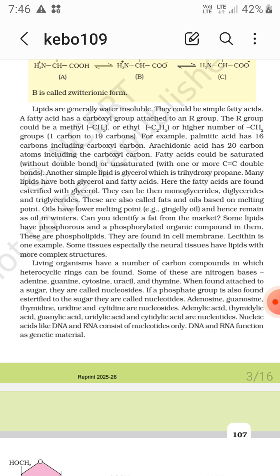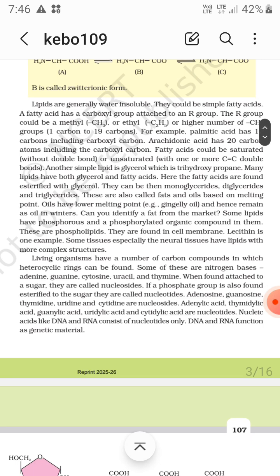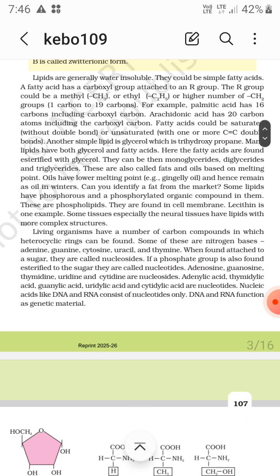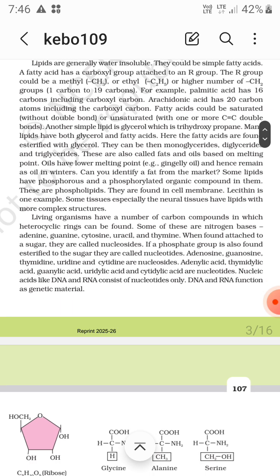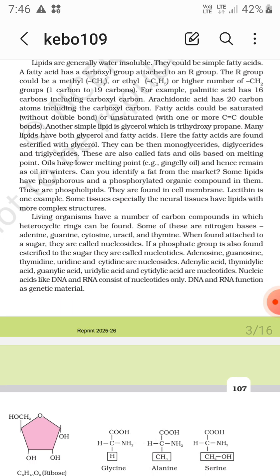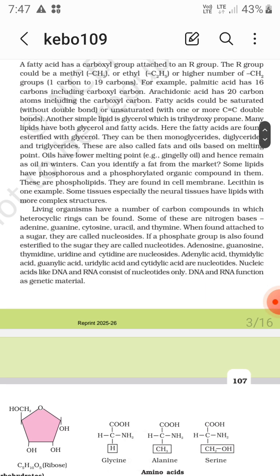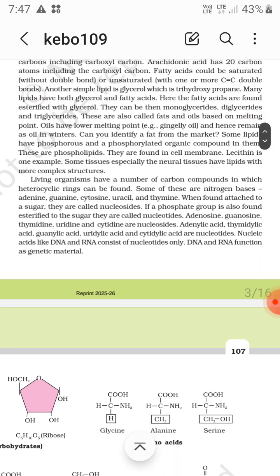Now the lipids can also be called fats and oils based on melting points. Oils have a lower melting point, and hence they remain as oils in winters. You can also identify a fat from the market with this method. Some lipids have phosphorus and a phosphorylated organic compound in them. These are phospholipids. They are found in the cell membrane. Lecithin is one example of a phospholipid. Some tissues, especially the neural tissue, have lipids with more complex structures.